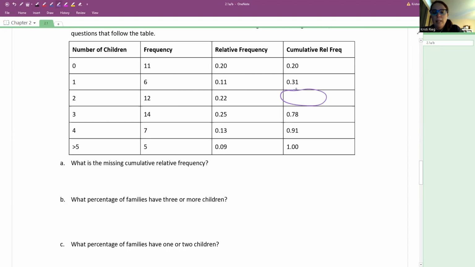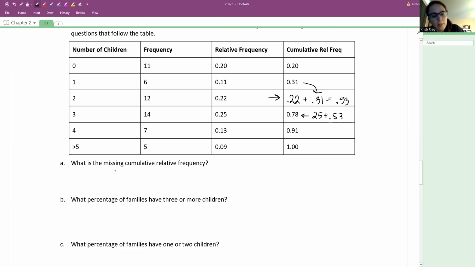And so as a reminder, we just take the number that we're on, which is 0.22, and we add the number above it, which is 0.31. And we get 0.53 as our final answer for A. And you could double check this. You could take 0.25 and add 0.53 to equal 0.78. Just to double check. So 0.53 is the right number.